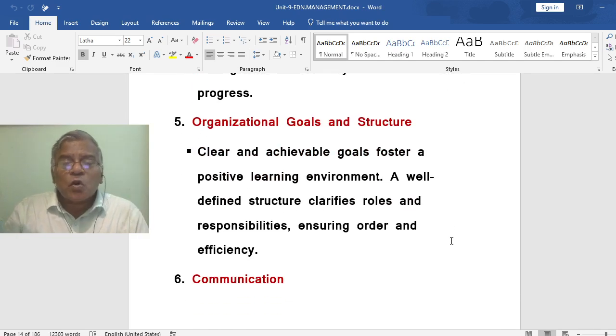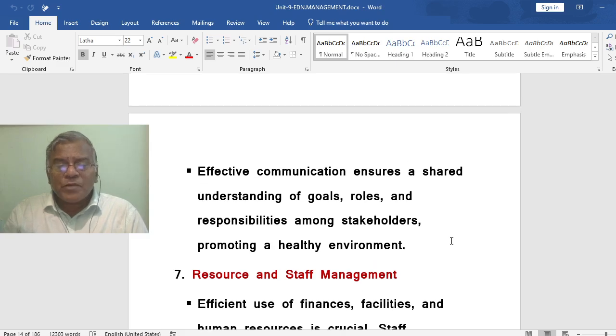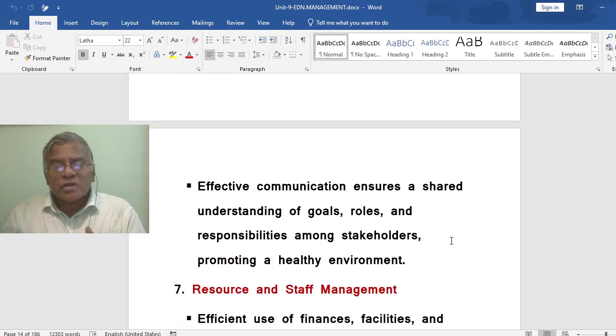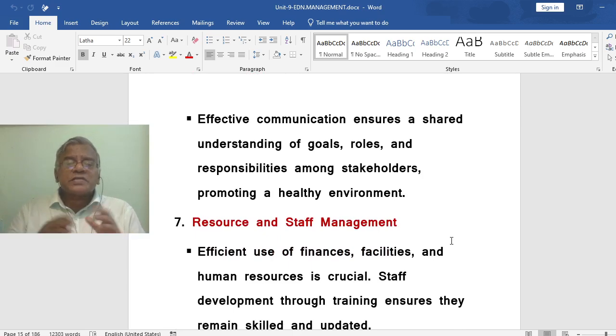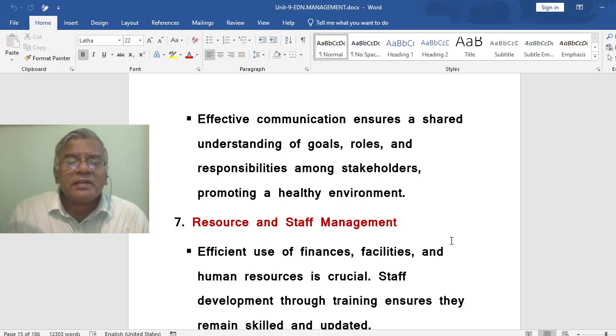Then organizational goals and structure. Clear and achievable goals foster a positive learning environment. A well-defined structure clarifies roles and responsibilities, ensuring order and efficiency. Then communication. Communication also builds up the institution. Effective communication ensures a shared understanding of goals, roles, and responsibilities among stakeholders like parents, educational experts, etc., promoting a healthy environment. So, effective communication builds up the institution.